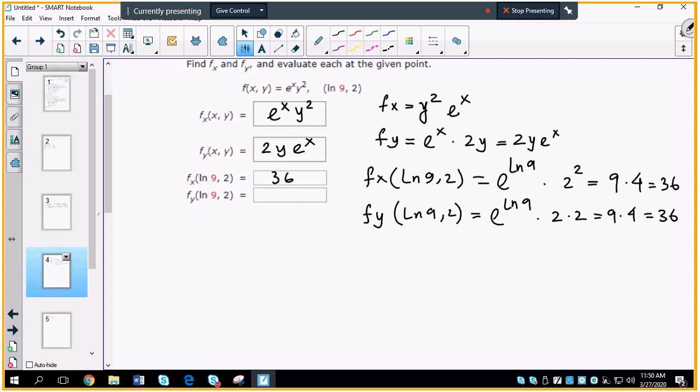So the values when evaluated at this point, natural log of 9, 2, are equal. That doesn't necessarily mean that at every single point the partials are going to be equal. In fact, at most of the points, they will not be equal to each other.